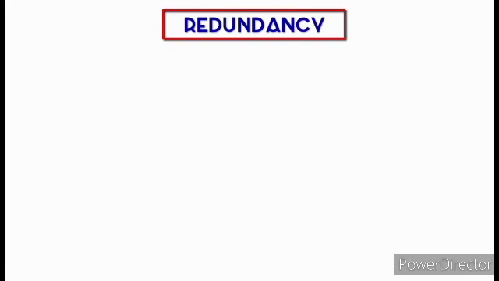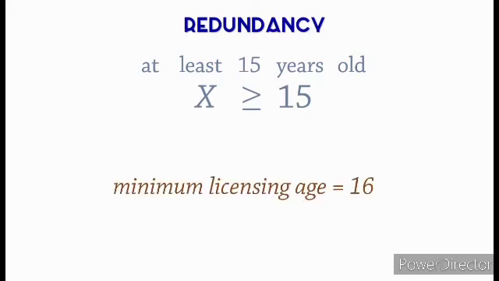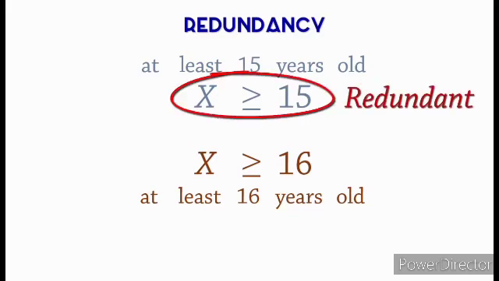The last special case we'll discuss here is redundancy. Suppose you're applying to enter a contest where applicants have to be at least 15 years old. If X represents age, then we have X greater or equal to 15. Suppose also that applicants must have a valid driver's license. If the minimum licensing age is 16, then applicants must be at least 16 years old, and we have X greater or equal to 16. So we call this first constraint redundant because its effect has been overshadowed by the second constraint.